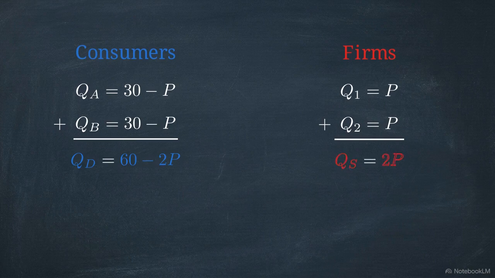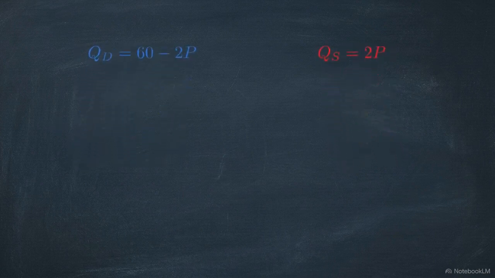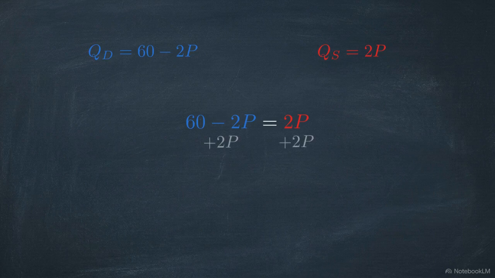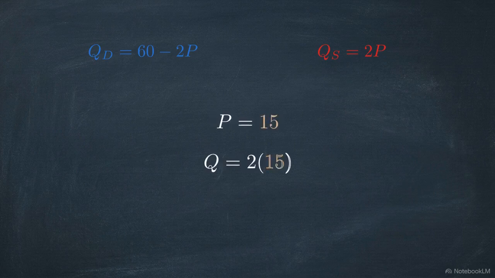Market equilibrium occurs at the point where aggregate supply equals aggregate demand. To find it, we set our 2 new market equations equal to each other. By adding 2P to both sides, we get 60 equals 4P, resulting in an equilibrium price of 15. Substituting that 15 back into our supply equation gives us an equilibrium quantity of 30. Our market settles at a specific coordinate, 30, 15.